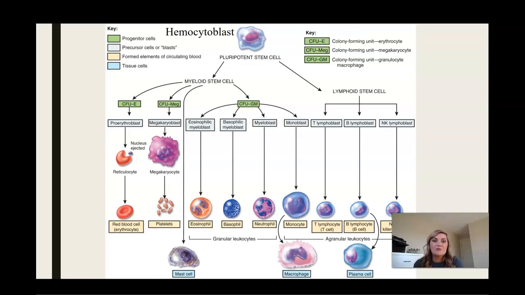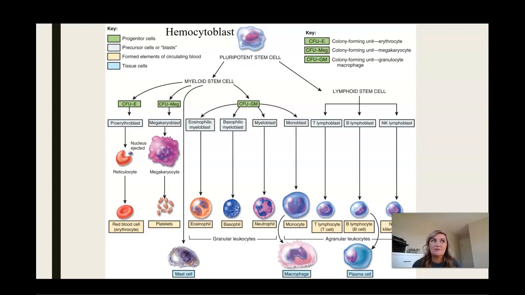Now, if the myeloid stem cell becomes exposed to the CFU factor, then that is going to make it become a megakaryoblast. That megakaryoblast then will form into a megakaryocyte, and the megakaryocyte then will break down into pieces, and that's what becomes your platelets.